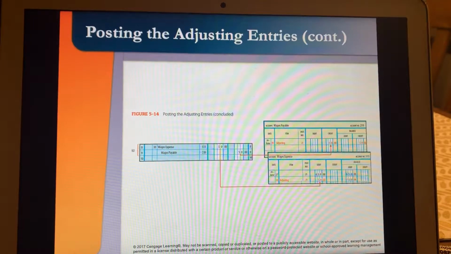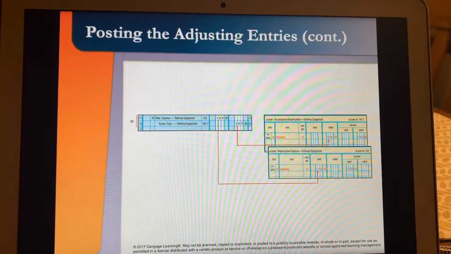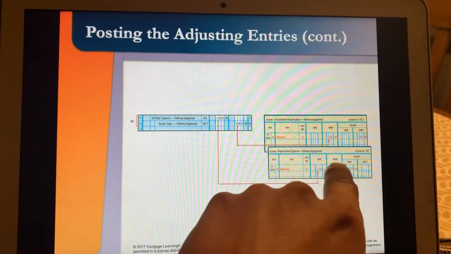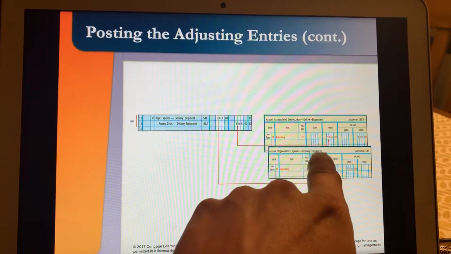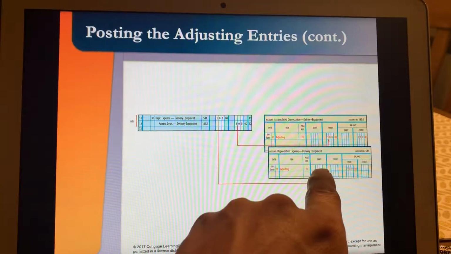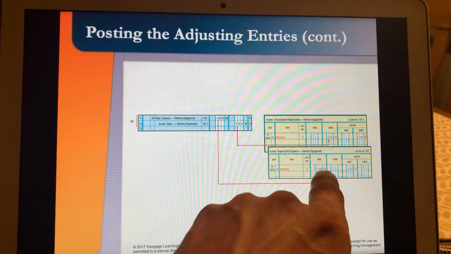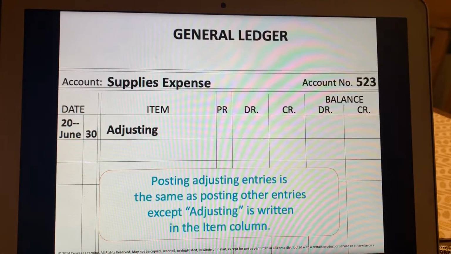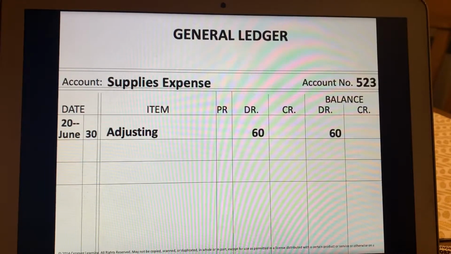Okay, so let's see. So here's accumulated depreciation. These are actually the journal entries that were done, and these values are going on. And if you need to look at it a little bit closer, go to your book, and this will show in your book as well. So posting entries, adjusting entries is the same as posting other entries, except adjusting is written in the item column.